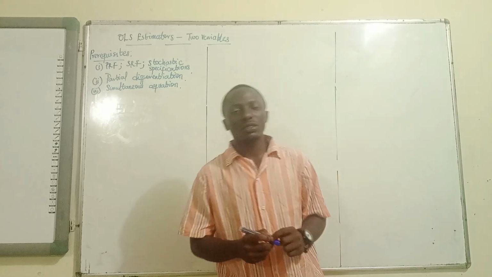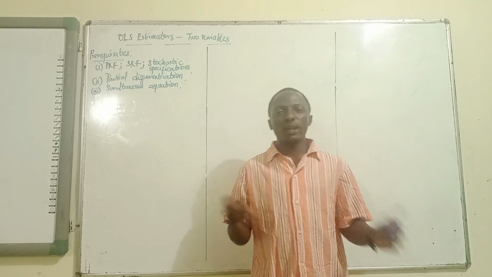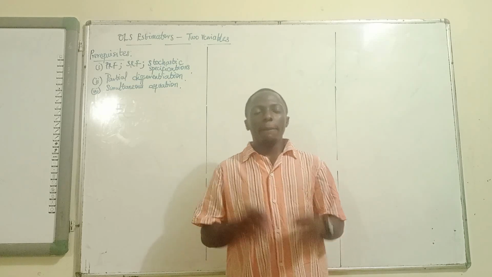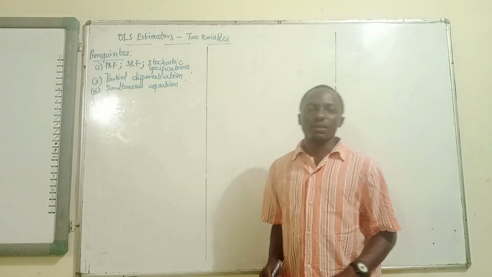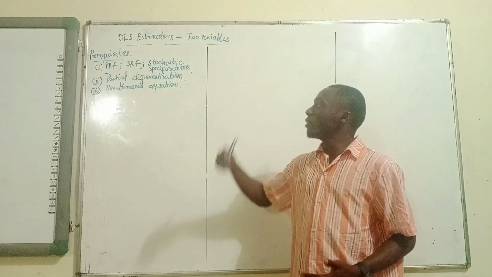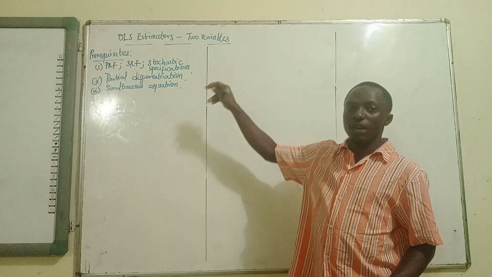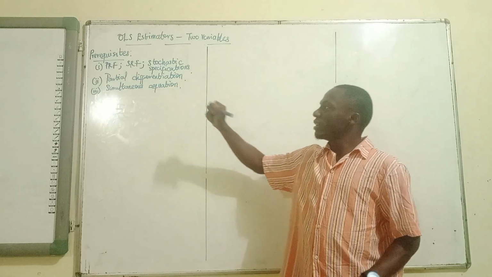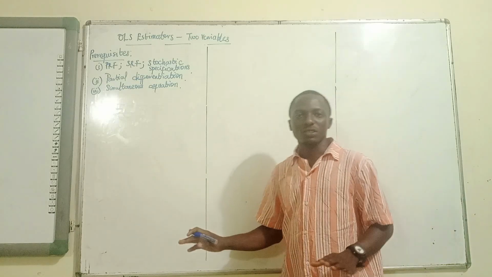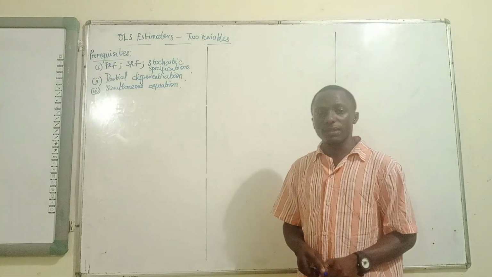Today we'll continue our discussion on regression analysis, and we'll focus now on how to derive the OLS estimators of a two-variable regression model. The prerequisite to this is just about three things. One, we need knowledge of the PRF, the population regression function, the sample regression function, and their stochastic specifications. Then also a little bit of partial differentiation, and lastly simultaneous equations. With these three, we are good to go with the derivation of OLS estimators.